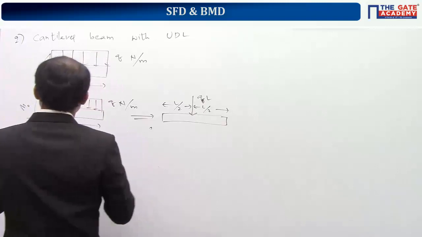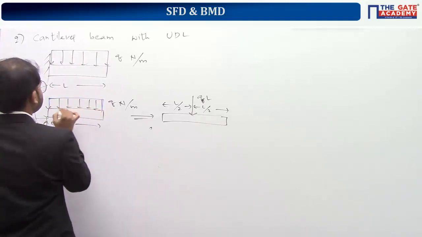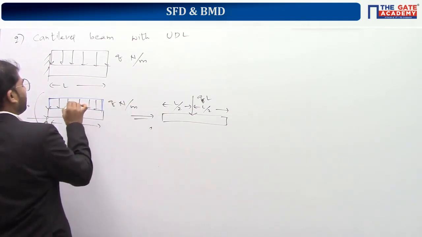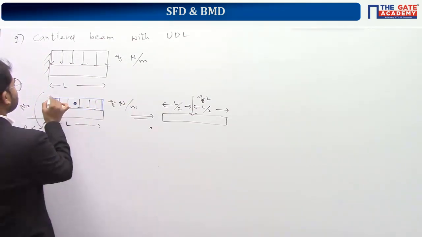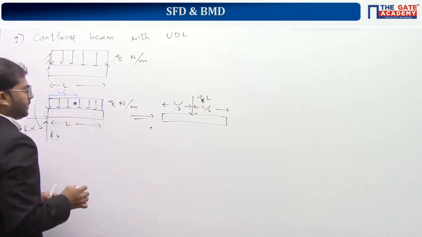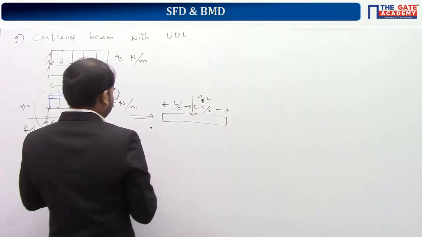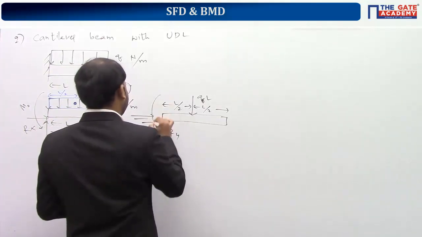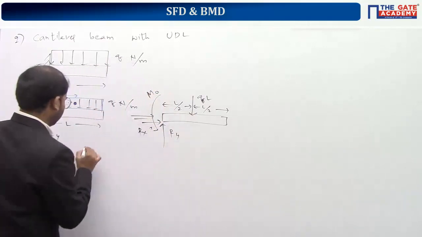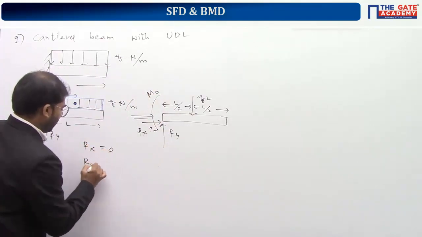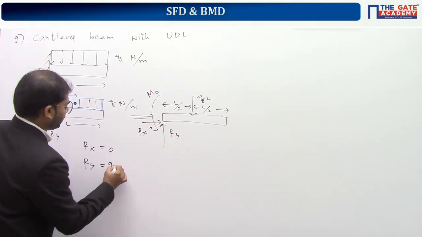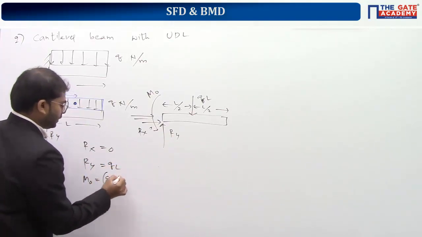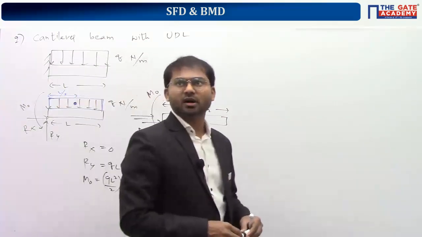So the magnitude of equivalent load is the area of this shaded region. So its intensity is q, length is equal to L, and the load should be passing through the centroid of this area. So this is nothing but L by 2 from left side. So here if you take this, we should take Rx, Ry and the reaction moment M0. So if you do the calculation, you will get Rx as 0, Ry is equal to nothing but qL, and M0 will come out to be qL square by 2.